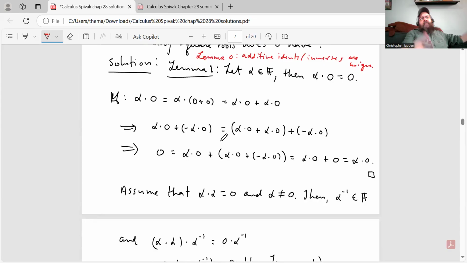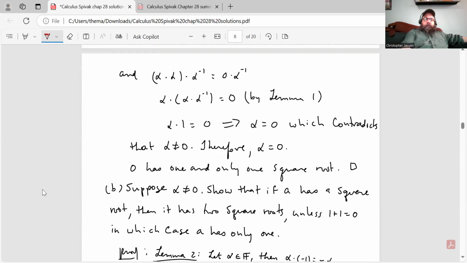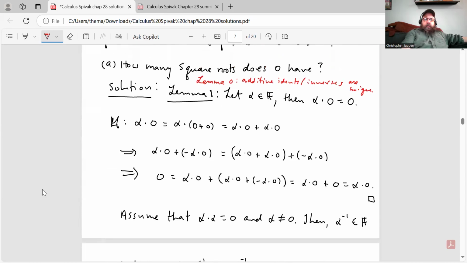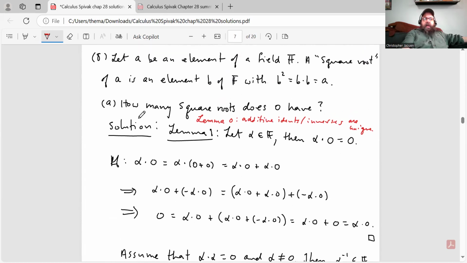And this is the proof. Again, I've done this one in other places as well, so I won't belabor it. But you can see my proof here if you like. So then, oh, here we go. And then the solution for how many square roots zero has.